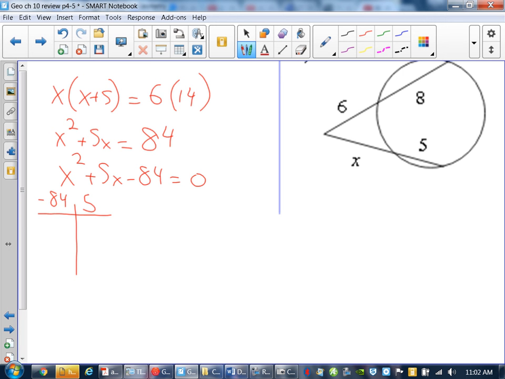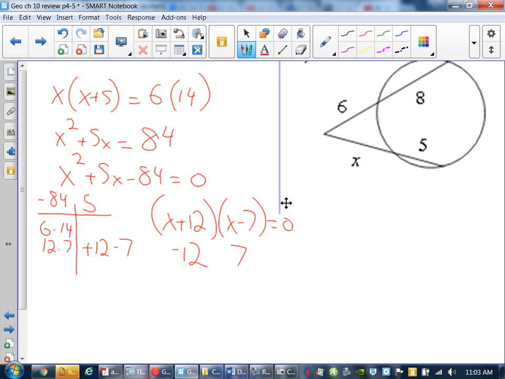So now I've got to figure out what times what is negative 84, but adds to 5. I know 6 and 14 work. So try the next even numbers. Try 12. Does 12 work? 14 and 12. 12 times, well, it's 7, isn't it? Oh, look at that. All I'm doing is guessing and checking. Yep. Which means I'll have a positive 12 and a negative 7. So you'll have x plus 12, x minus 7, which generate the terms. Therefore, you get your zeros at negative 12 and 7.